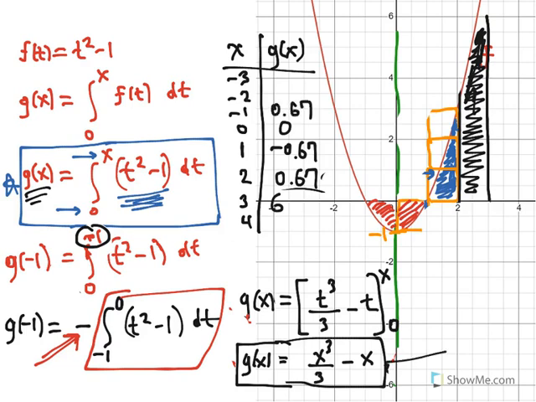And you can verify that by using what we have here for g of x. So g of negative 1 would be negative 1 cubed is negative 1/3 minus negative 1. Minus negative 1 or plus 1, and that would give you 2/3.